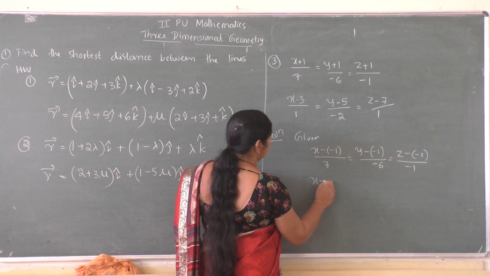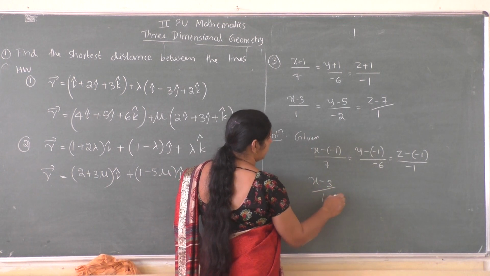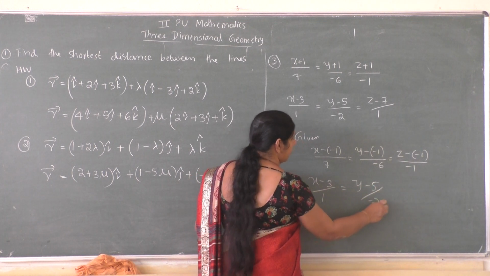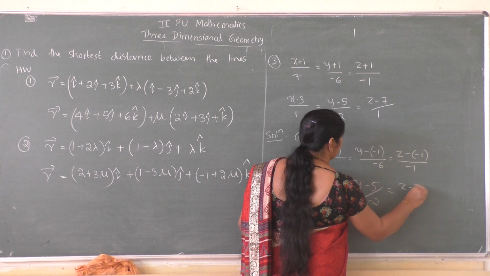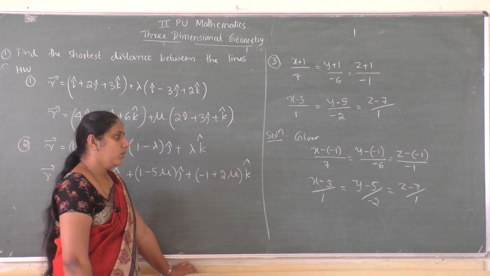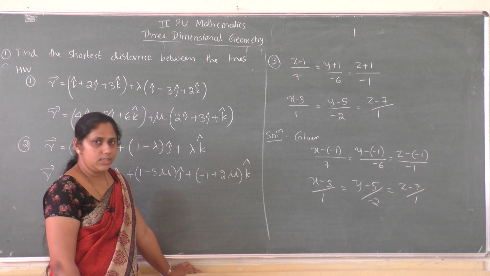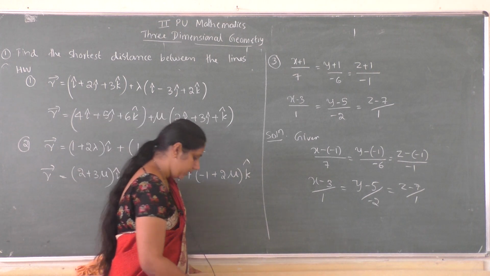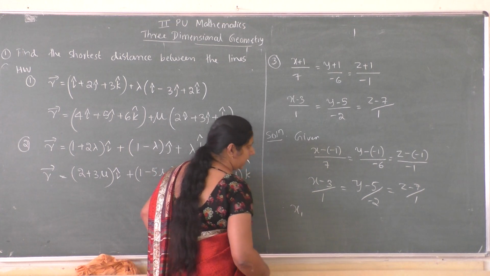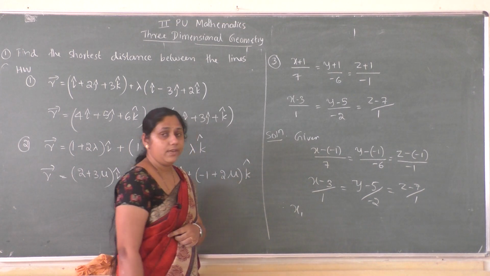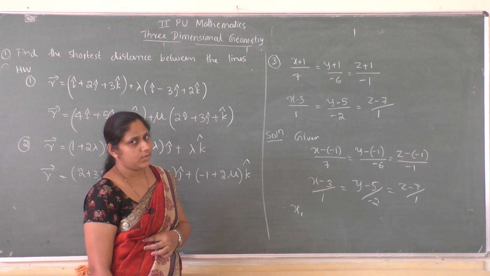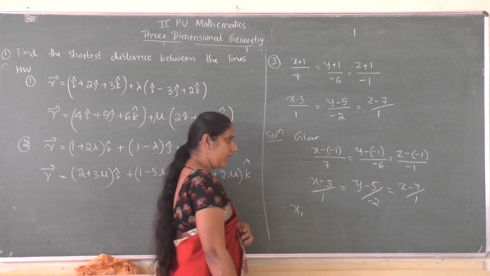Second equation as such, (x minus x2) by a2, (y minus y2) by b2 and (z minus z2) by c2. So the second equation as it is. Now, from the given two lines, what data can you find? You can find the values x1, y1, z1, a1, b1, c1, as well as x2, y2, z2, a2, b2 and c2.